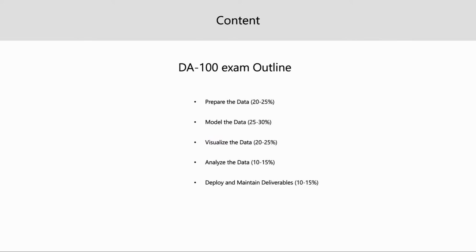Alright, so what is the content outline? The majority is in the first 3 parts, so prepare the data, model the data, and visualize the data. Prepare the data includes get data from different sources, like databases, SharePoint lists, or Excel files, analyzing what the distribution looks like, and see if there are any errors in the data.